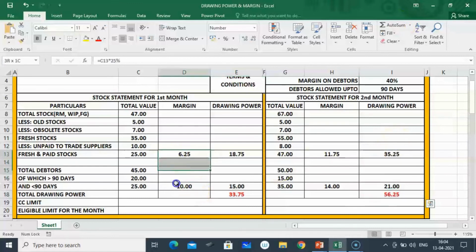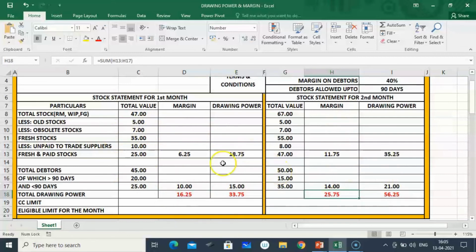And what is the margin for the first month? It is 16.25 and in the second month, it is 25.25. So the total drawing power in the first month is 33.75, of which the margin is 16.25, which means that the borrower has to contribute minimum 16.25 for the total stocks. And in the second month, the total drawing power is 56.25 and the margin requirement is 25.75 lakhs, right?